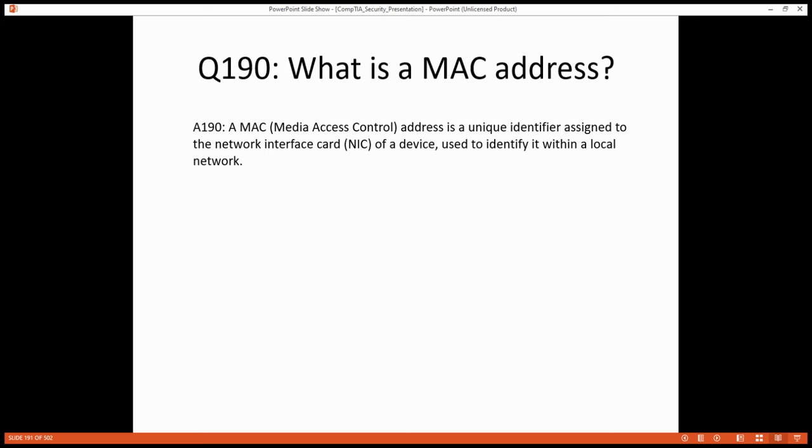Q190. What is a MAC address? A190. A MAC, Media Access Control, address is a unique identifier assigned to the network interface card, NIC, of a device, used to identify it within a local network.